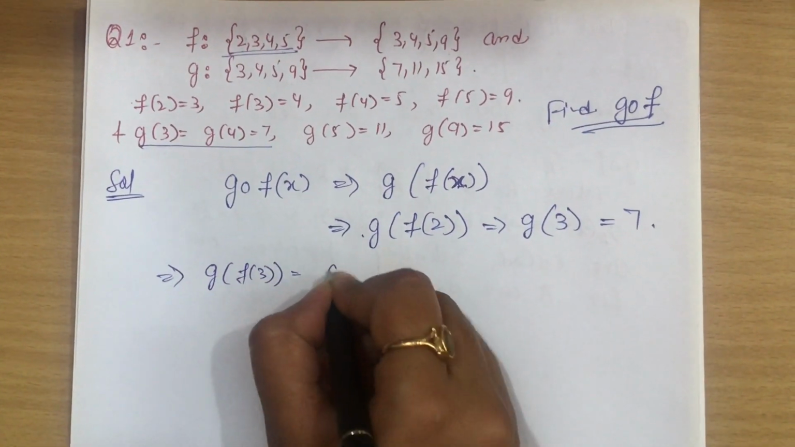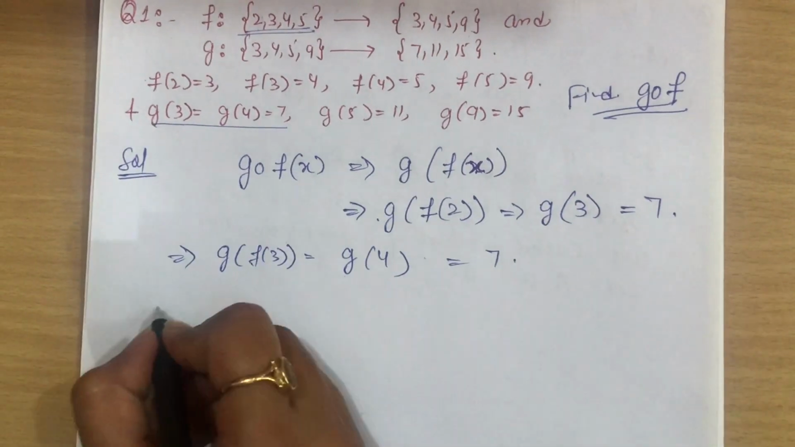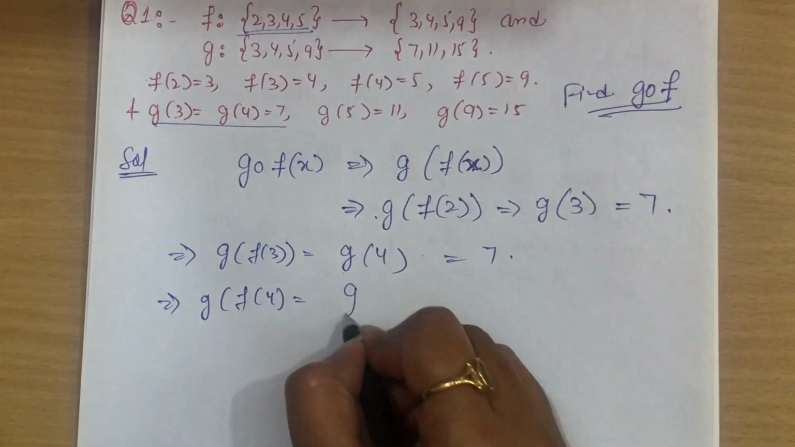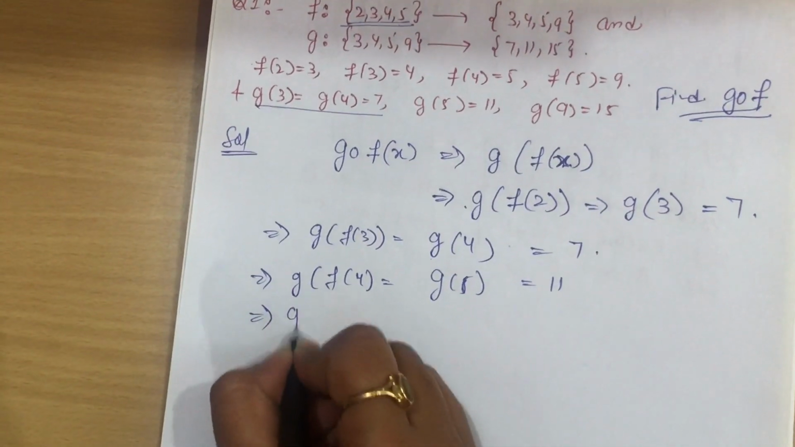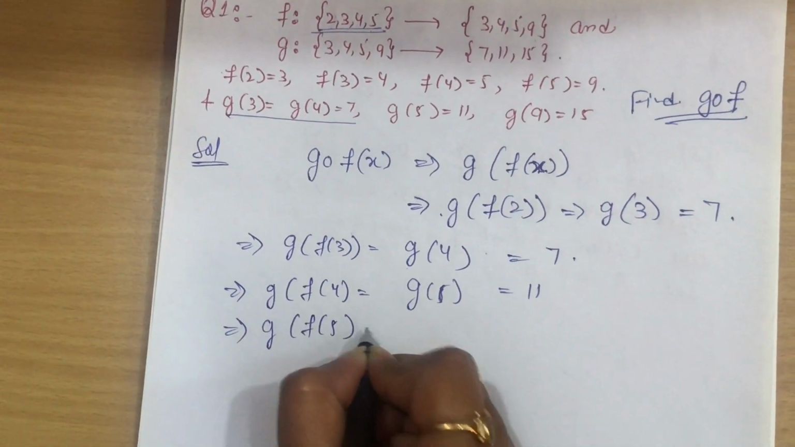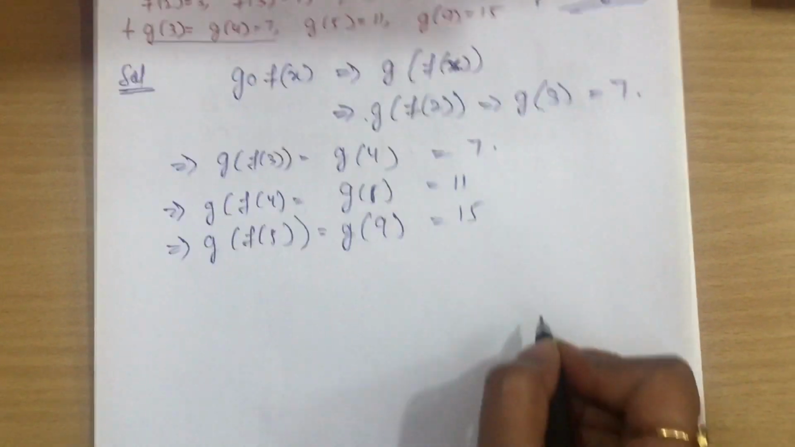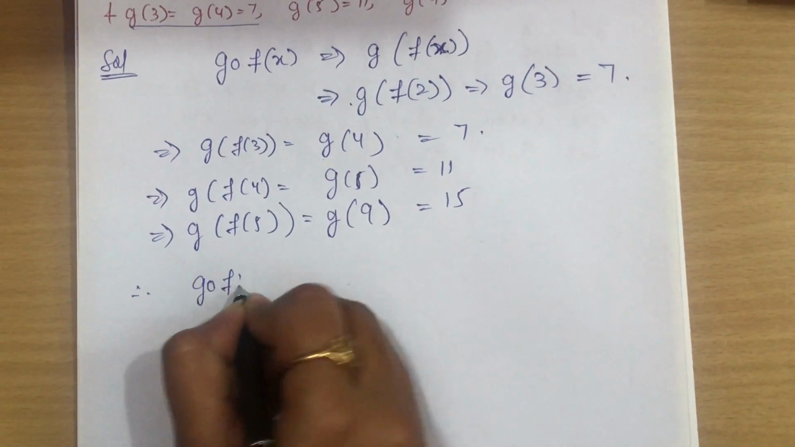Okay, so what is f of 3? f of 3 is given by 4 and g of 4 is equal to what? 7. Again g f of 4, f of 4 is equal to what? 5 and g of 5 gives you 7. Then next g f of 5 gives you what? g of 9, and g of 9 gives you 15. So students, this means that g composition of f.